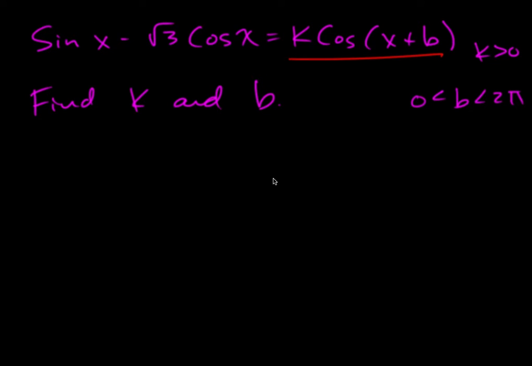Hey math kids, we just have one more to go through in this section, and it says suppose that we have this, where k is greater than 0 and b is in between 0 and 2 pi. We need to find k and b.